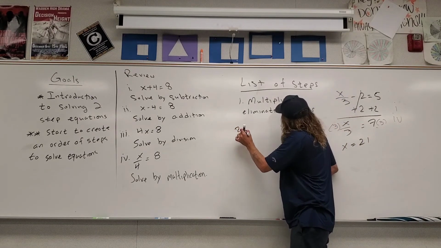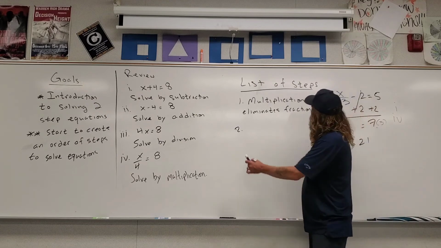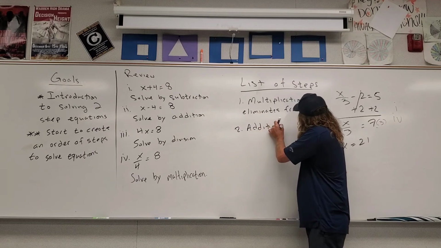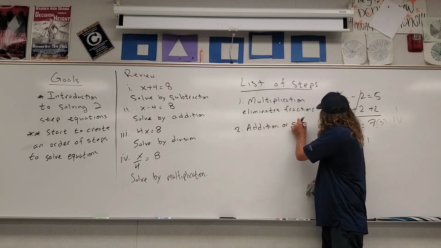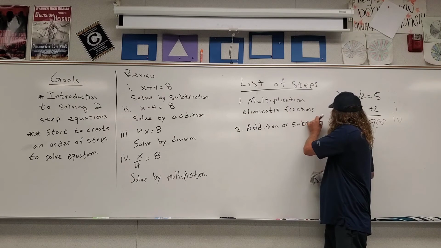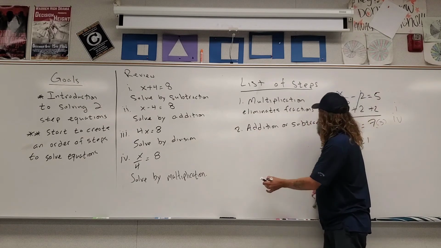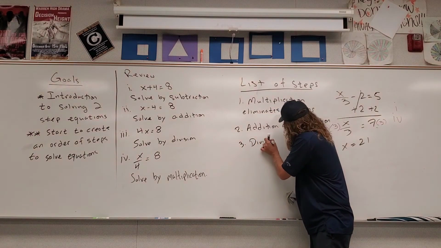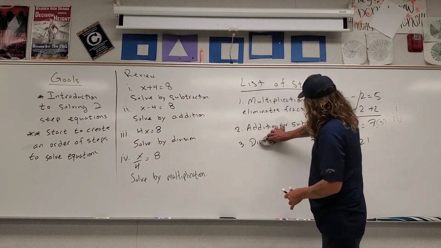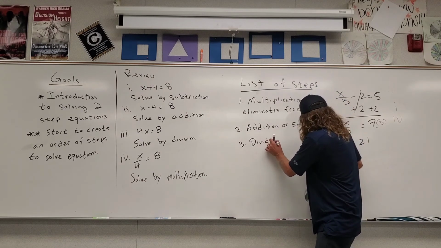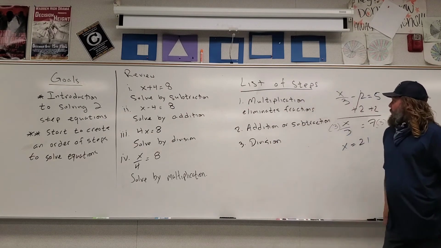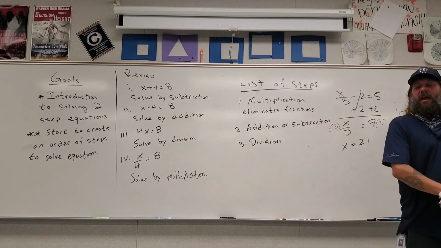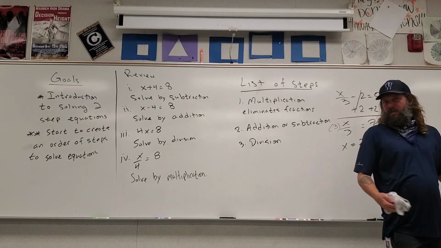The second step is we're going to use addition or subtraction. And our last step is we're going to use division. And the reason division is last is it creates fractions, right? So multiplication eliminates fractions, addition or subtraction isolates, and then division is going to be a good last step.